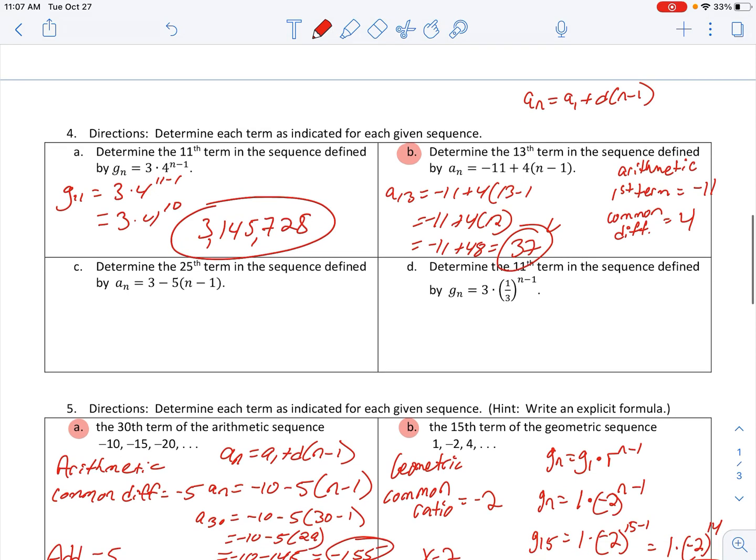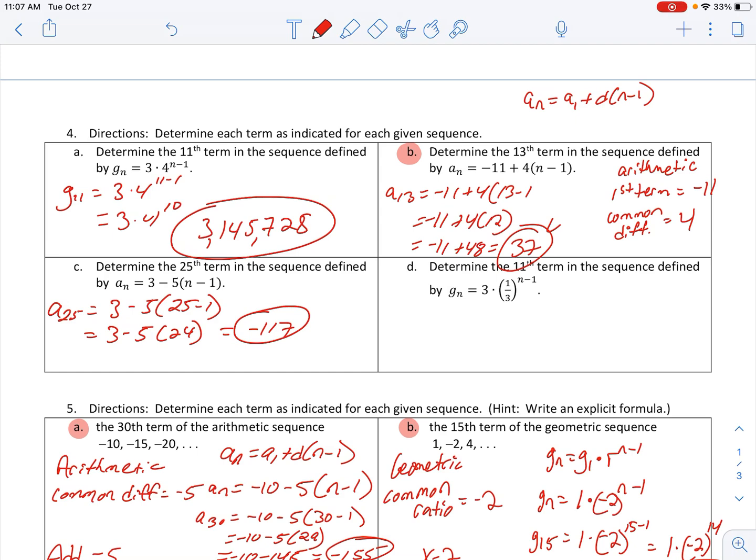Letter C, the 25th term. So we're plugging in 25 to find that. So what we want to do then is our order of operations. 25 minus 1 is 24. So 3 minus 5 times 24. Plug in exactly as you see that. And the 25th term turns out to be negative 117.